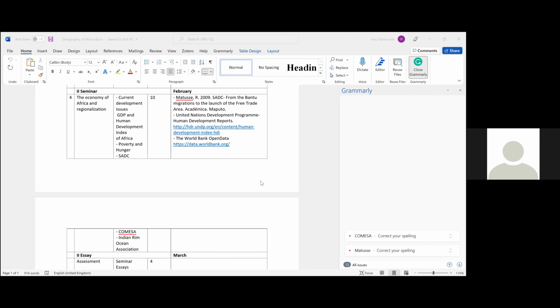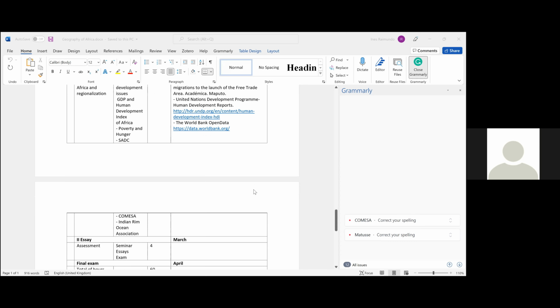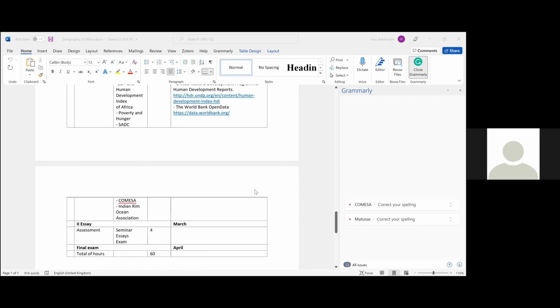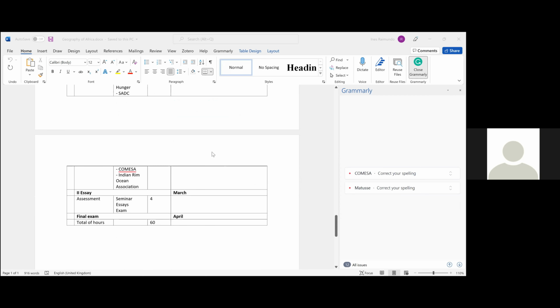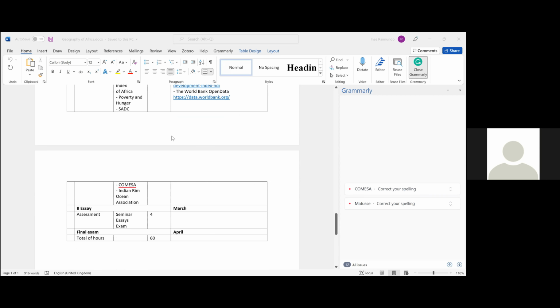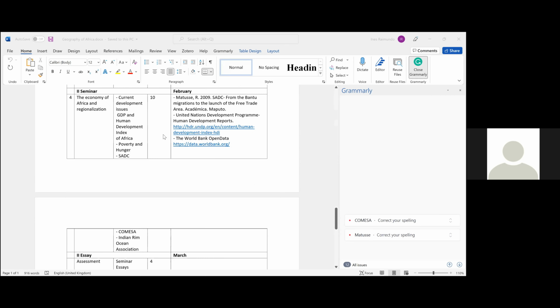Just slide. I need to see COMESA, Indian Ocean Association, first essay, assignment, seminar. So can you slide above? Just scroll up. I need to take a screenshot at the last point. Yes, thank you. Okay. Lawrence, you will distribute this among participants.